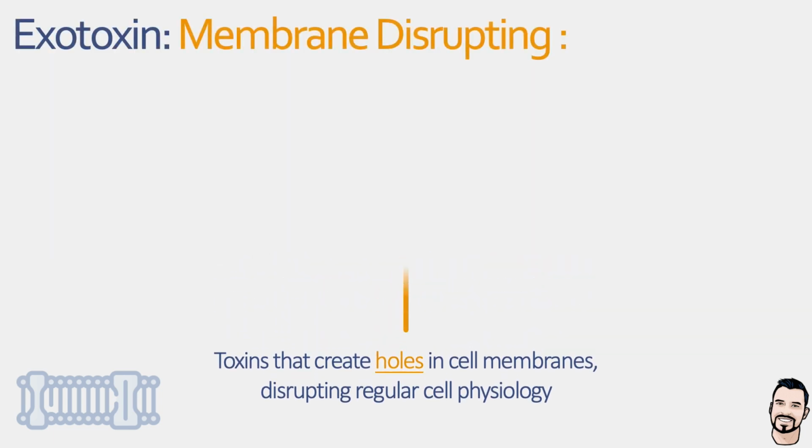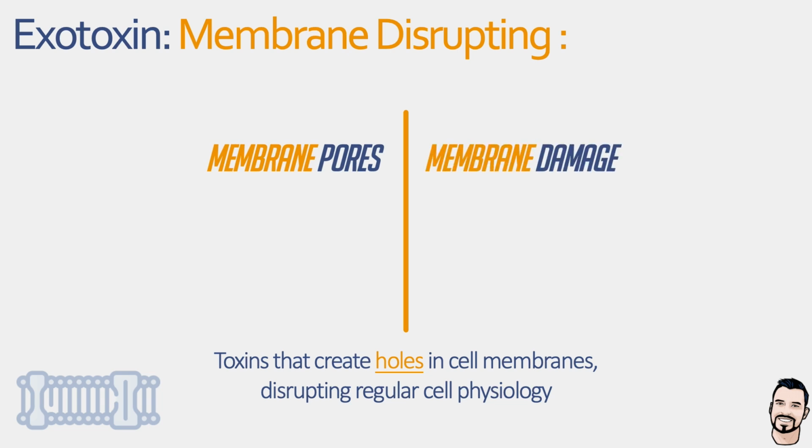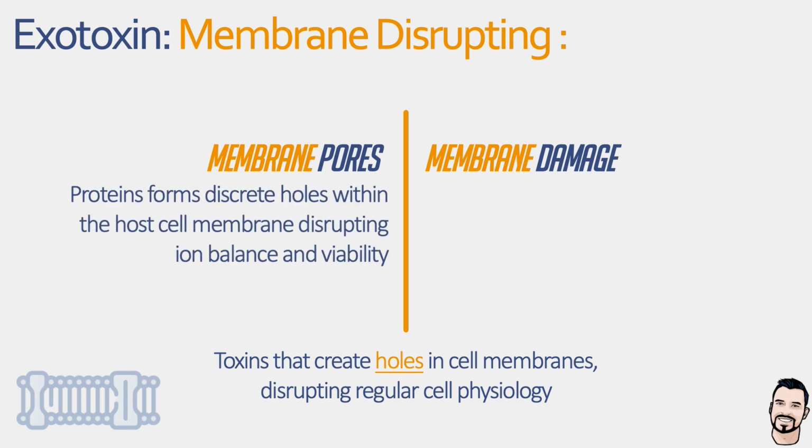Now, there are two main mechanisms by which these types of toxins achieve membrane disruption. The first is through the creation of membrane pores, where individual toxin molecules assemble into a multimeric complex that inserts itself into the host cell membrane. This complex spans the lipid bilayer, forming a discrete pore that disrupts membrane integrity, collapses ion gradients, and interferes with essential cellular processes, ultimately limiting cell viability.